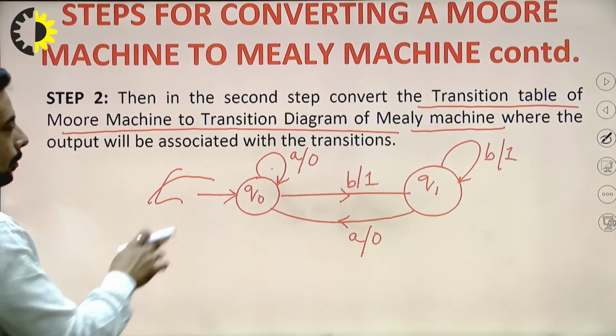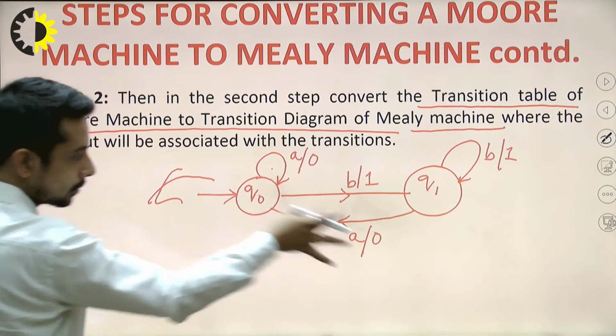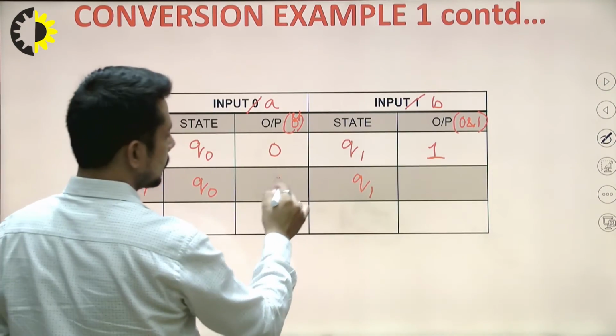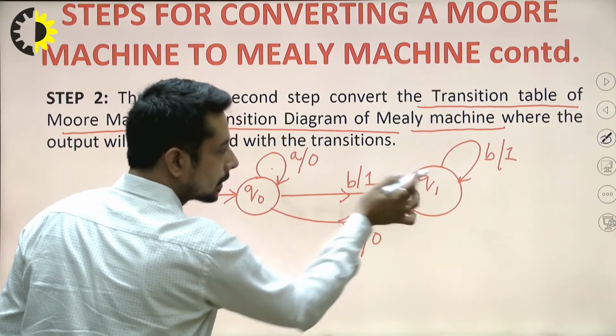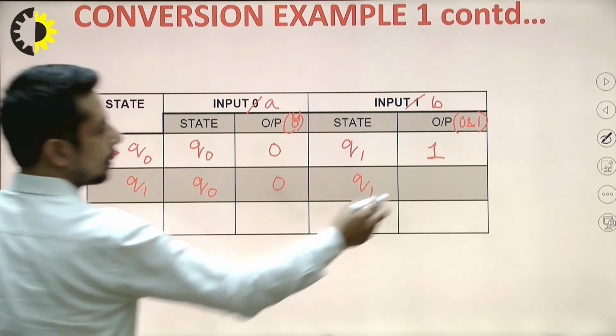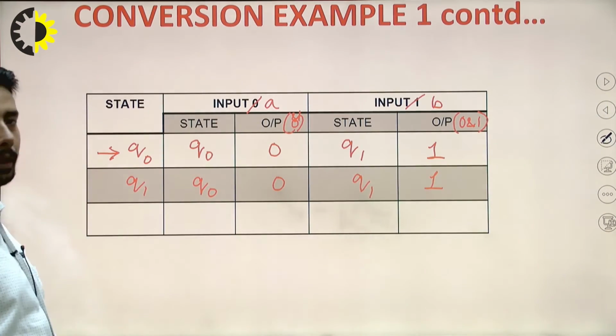Then let me check. Q1 on seeing A is going back to Q0, whose output is what? 0. Then Q1 on seeing B is coming back to itself, whose output is what? 1. That's it. So this is the final diagram for it.